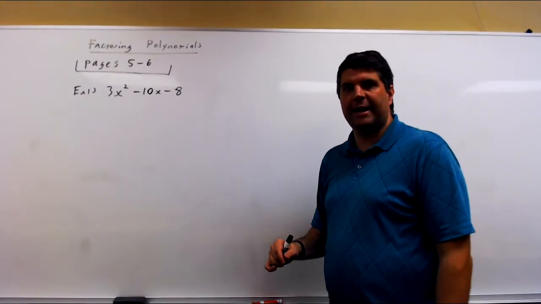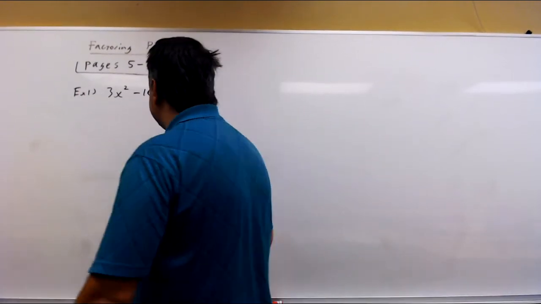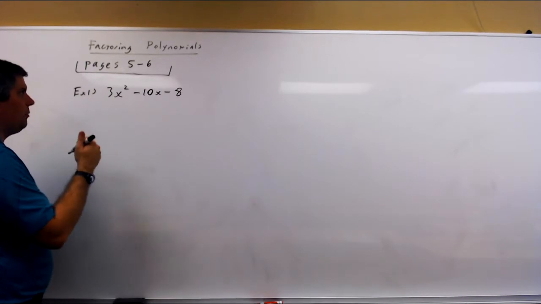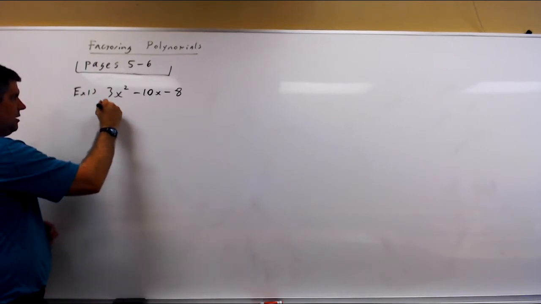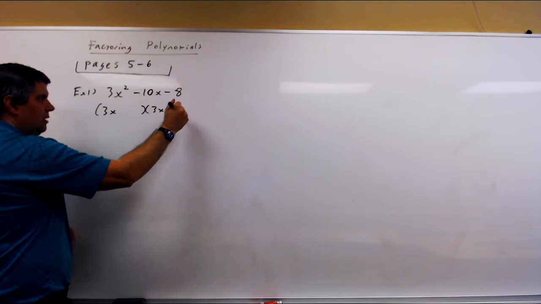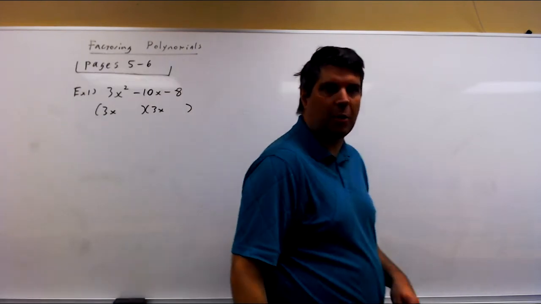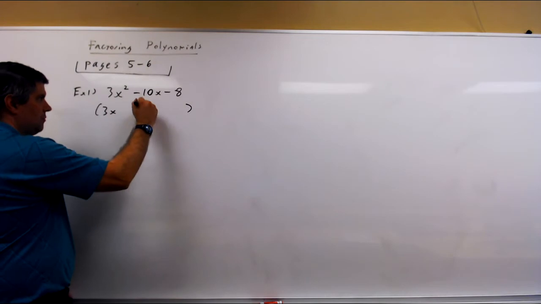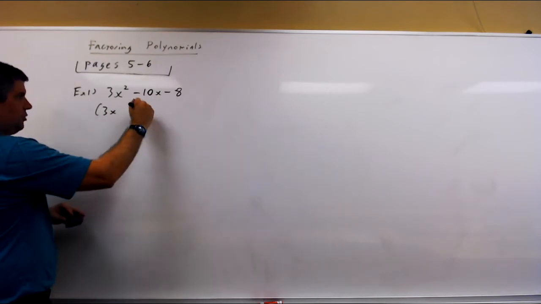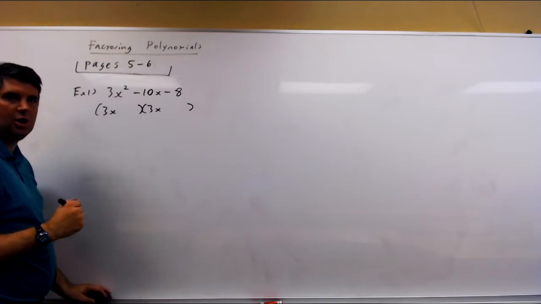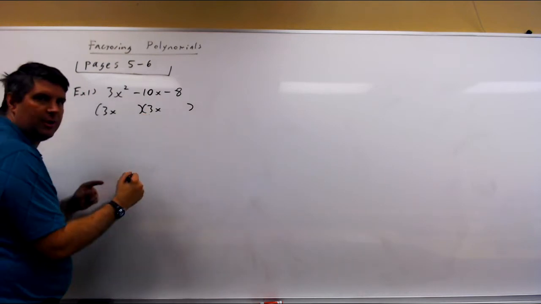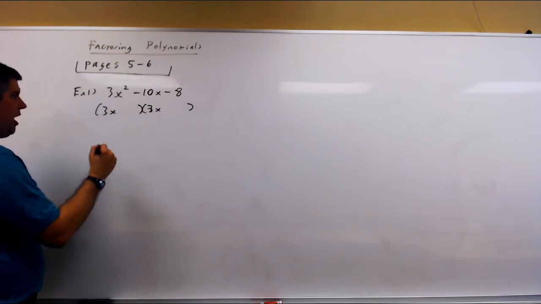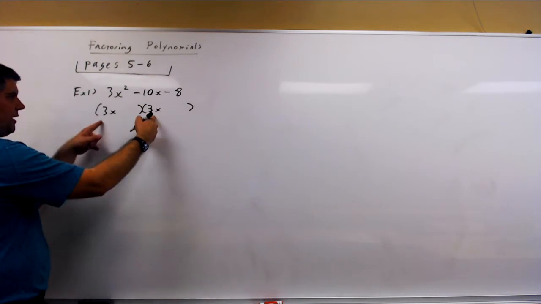I'm going to start with 3x squared minus 10x minus 8. Now notice that 3 is not a common factor of this, so I'm using an unconventional method. The steps are on page 5. I would start with ax and ax, which would be 3x and 3x. Note, they're not both going to stay. One of them is going to be gone.